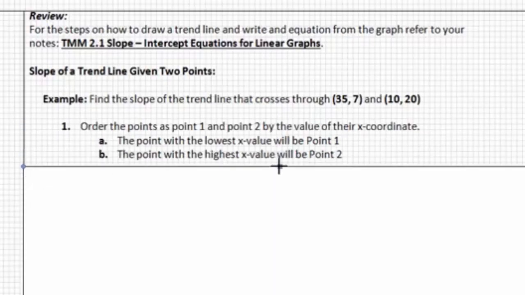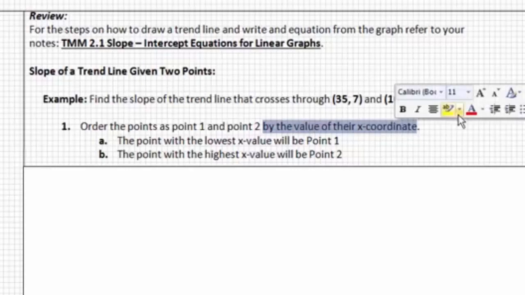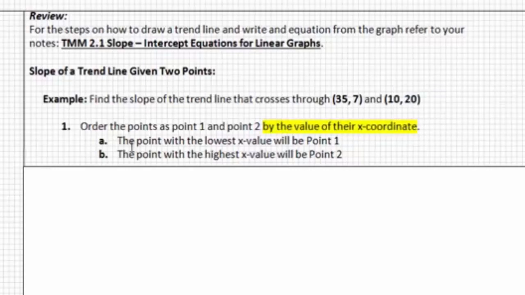So the first step is to order the points as point 1 and point 2. We want to order them as point 1 and point 2, but we have to do that by the value of their x coordinate. That is really important. We don't get to just choose which one is which. The point that has the lowest x value will be point 1, and the point with the highest x value will be point 2. Remember, in an ordered pair, x comes first and y comes second.